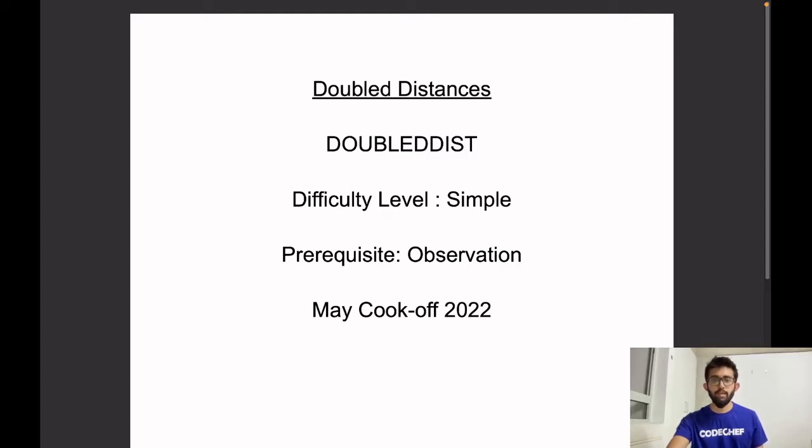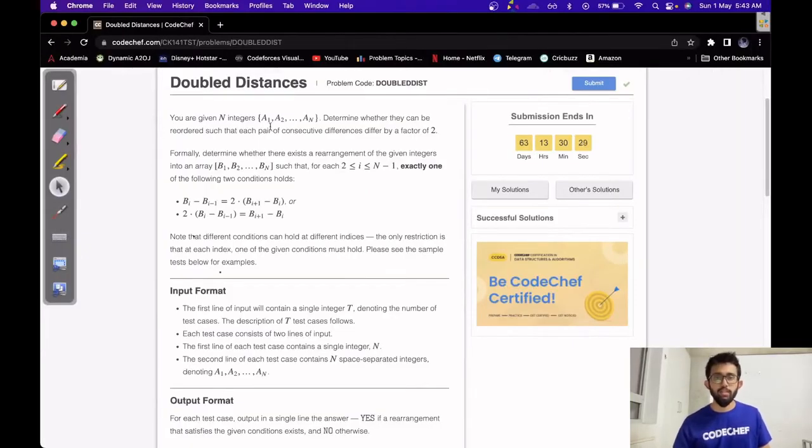Its difficulty level is simple and it just requires observation. It appeared in May Cook-off 2022. So we are given n integers a1, a2 up to an, and we have to determine whether they can be reordered such that each pair of consecutive differences differ by a factor of 2. So we have to find a rearrangement or a permutation of the given integers. Let that new array be B such that for each i between 2 to n minus 1, exactly one of the following two conditions hold. So these are the two conditions, and we also have to note that different conditions can hold at different indices.